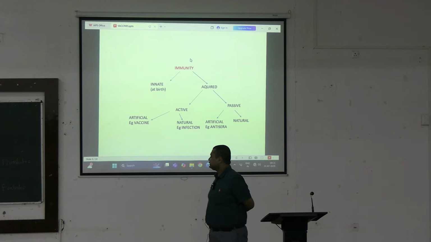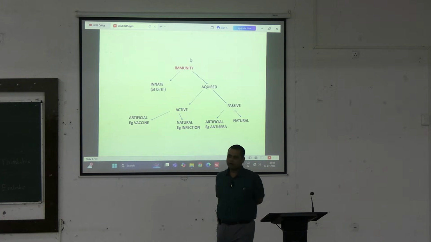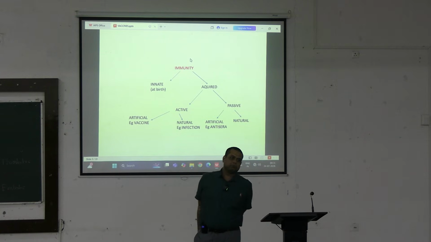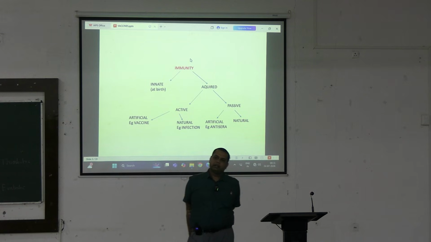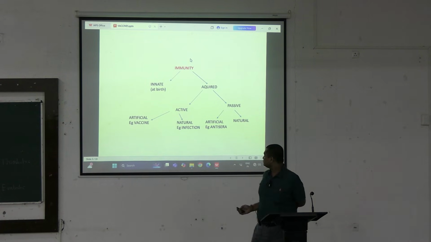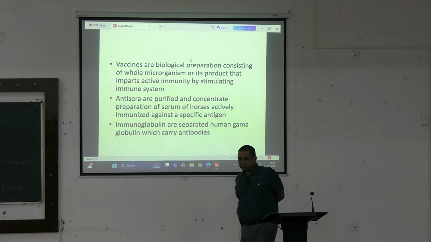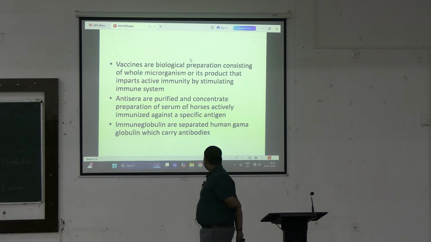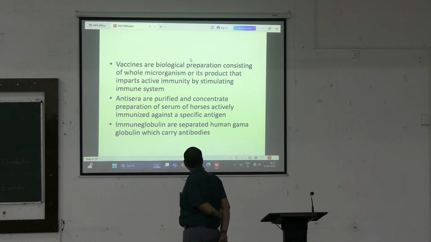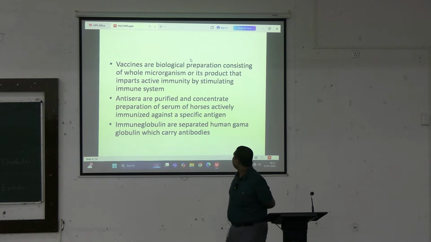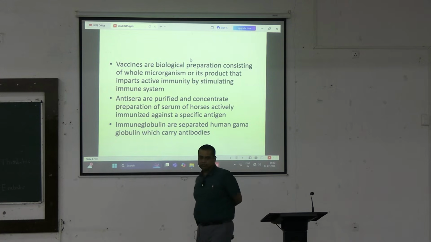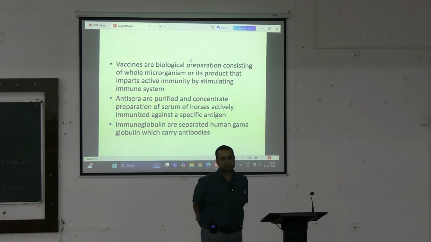And what is passive natural immunity? That is the antibody the baby receives from his mother via the placenta. That is natural passive immunity. So vaccines are biological preparations, consisting of whole microorganisms or their products, that impart active immunity by stimulating the immune system.